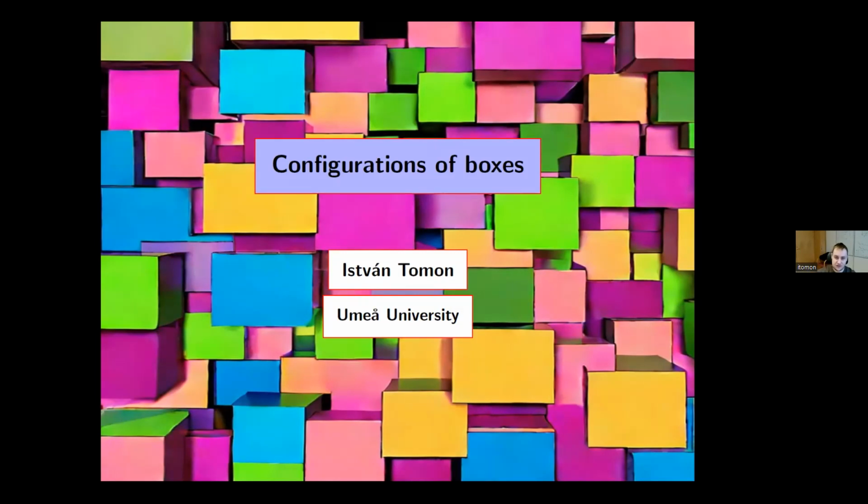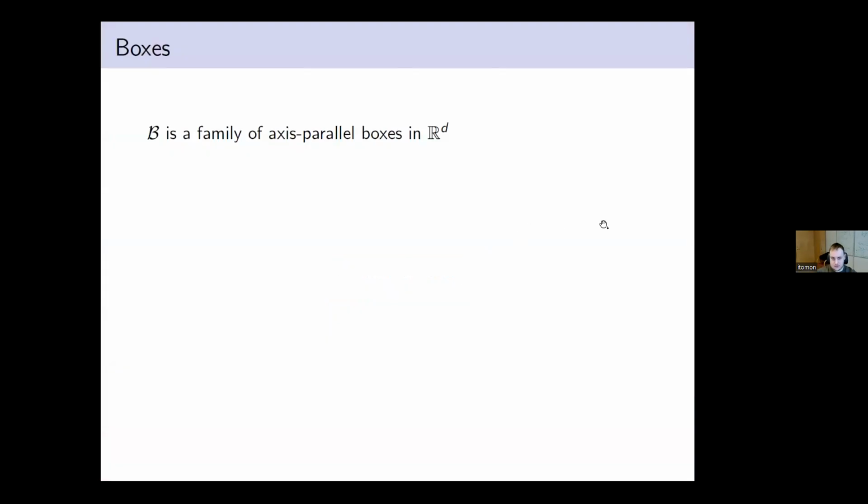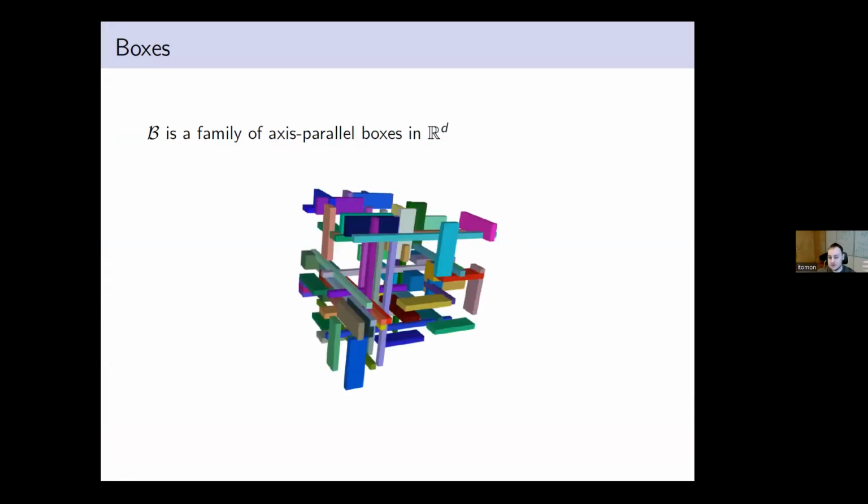So thank you for the invitation. Thanks everyone for joining. So indeed, this talk will be about problems involving configurations of boxes. So in general, we will have the following setup. We will consider a family B of axis parallel boxes in R^d, the d-dimensional real space, where we think of d as some fixed constant, and we always consider just finite families. So we think of our families being big, while d is being small. So a typical example, as you can see, is the configuration of boxes in dimension 3.